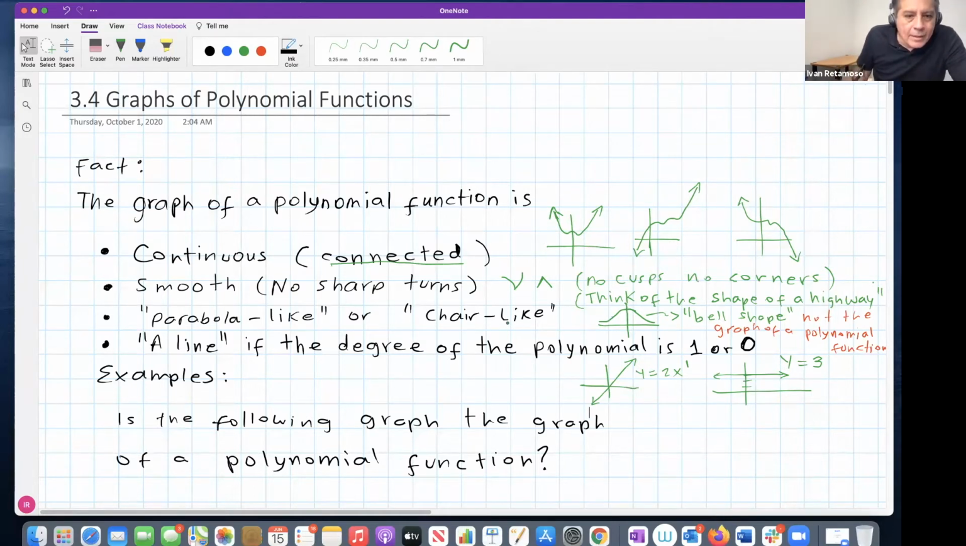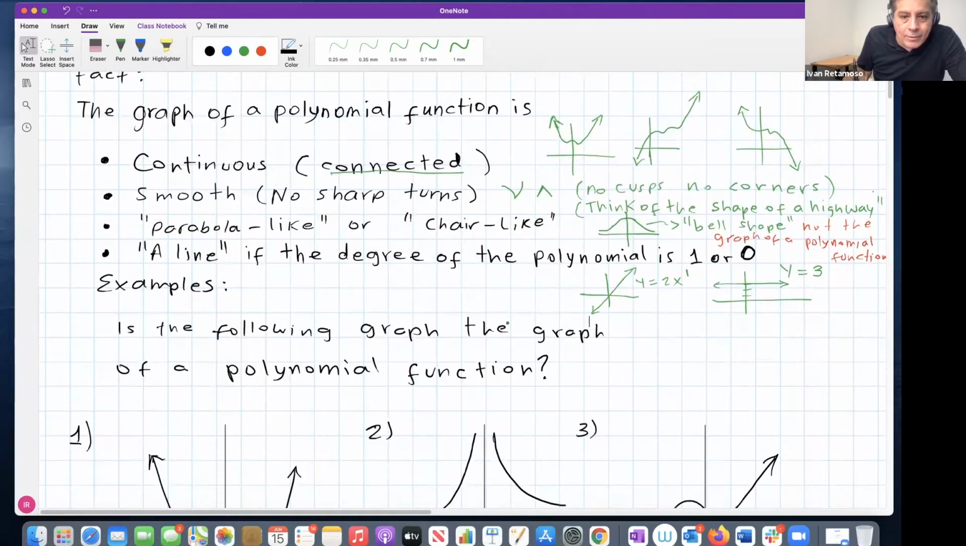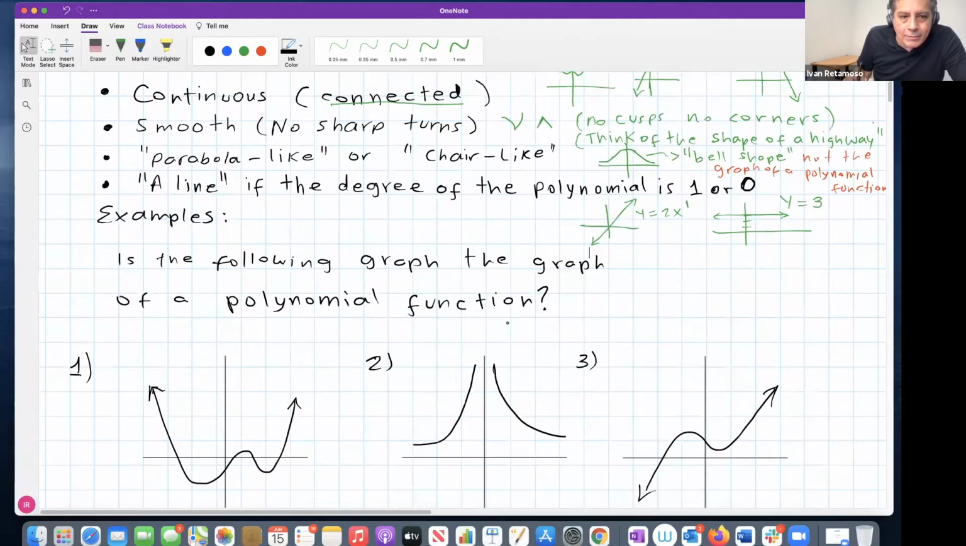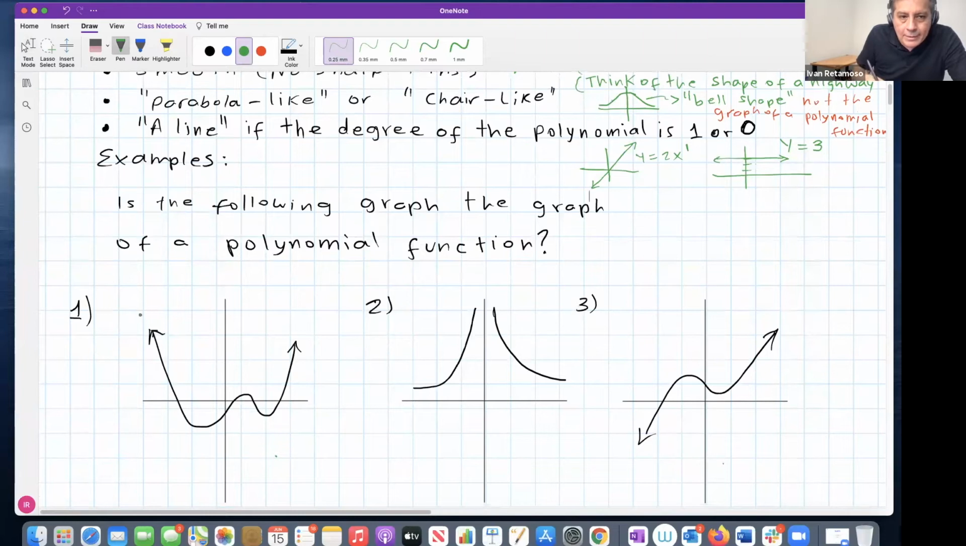No. All right, so for you to enforce this, I'm going to give you a bunch of examples here first, and then you will have to do it on the worksheet. Is the following graph the graph of a polynomial function? First, number 1, look at this.